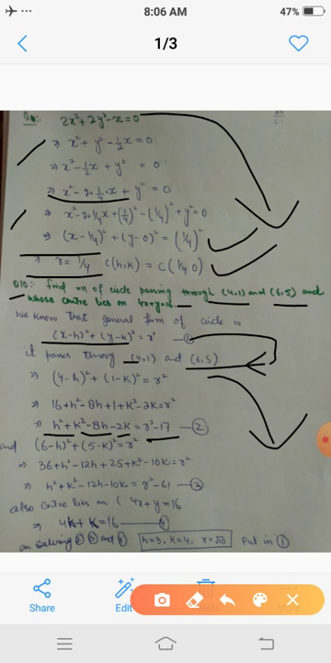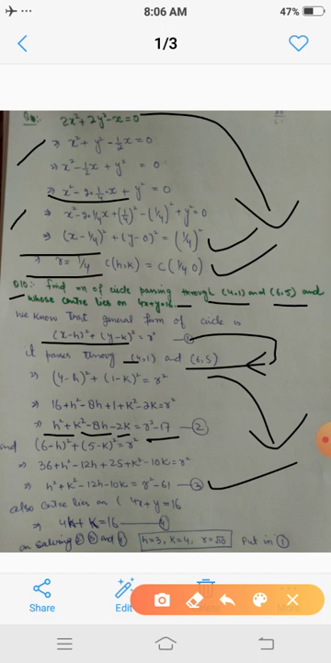6, y equals 5 should satisfy equation first. Hence, when we substitute the values x equals 6 and y equals 5, we get h square plus k square minus 12h minus 10k equals r square minus 61.